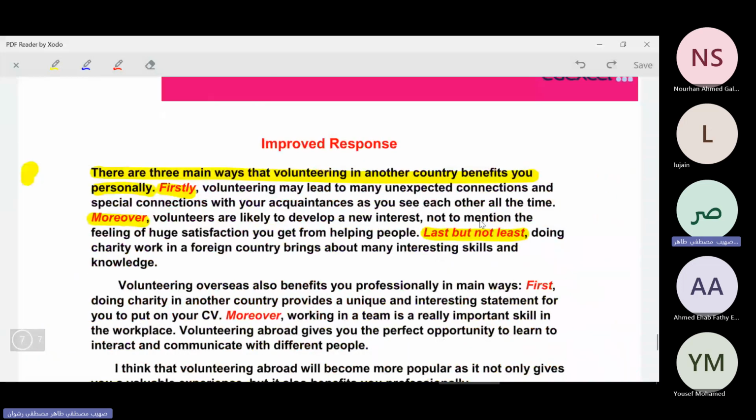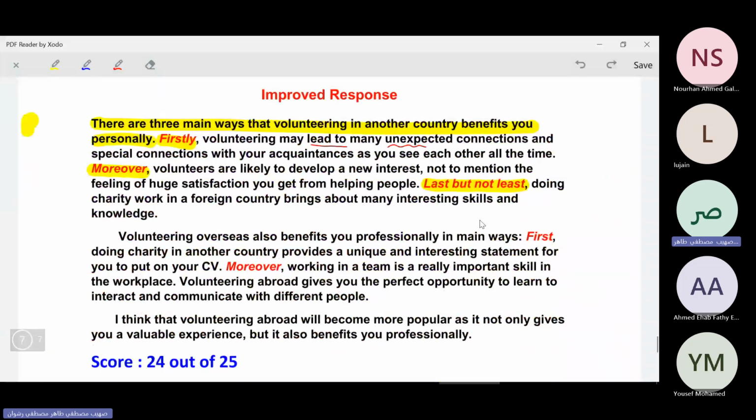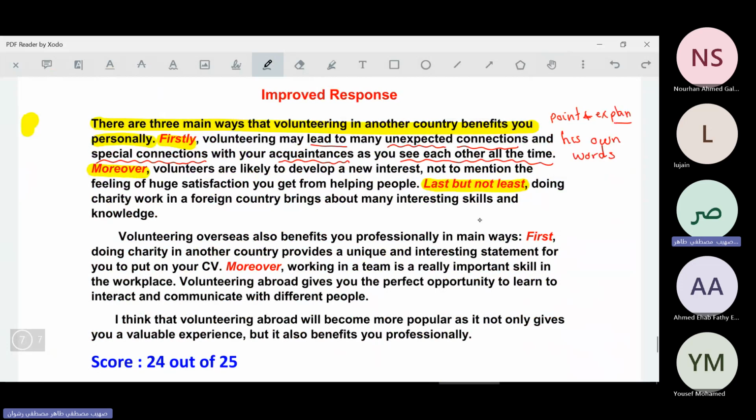He said that volunteering may lead to many unexpected connections and special connections with your acquaintances. I mean, the people you know, as you see each other all the time instead of every day. So it's very clear here that the student used what? His own words. He almost changed everything. Okay, as you see here, he mentioned the point plus its extension or explanation from the text. Then he moved to point number two. Complete, Orhan.